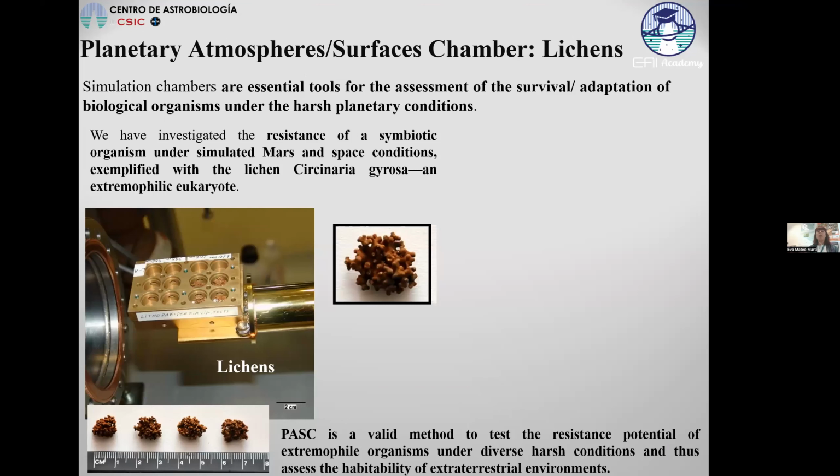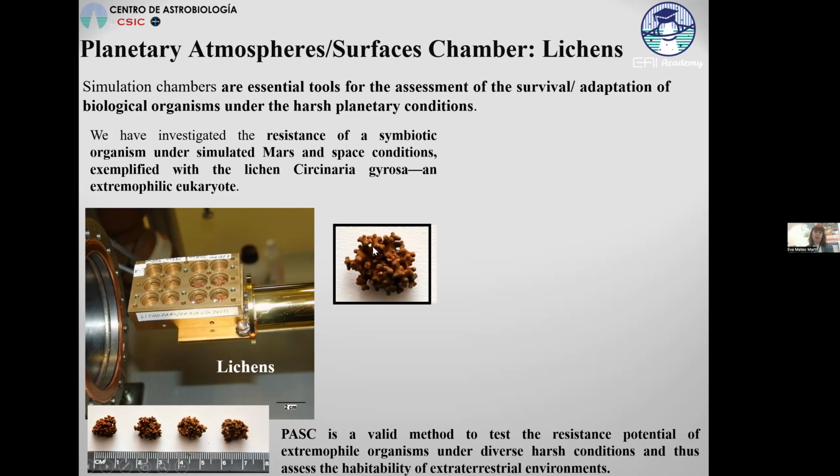And now I would like to move to the biology system. We have also been testing some biology systems. I'm going to talk about the system that we tested, lichen, in collaboration with Dr. De La Torre. And we are proving that the simulation chambers are also essential tools for assessing the survival and adaptation of biological organisms under harsh planetary conditions. We have been testing several different species of lichens, but I'm going to focus on just one as an example.